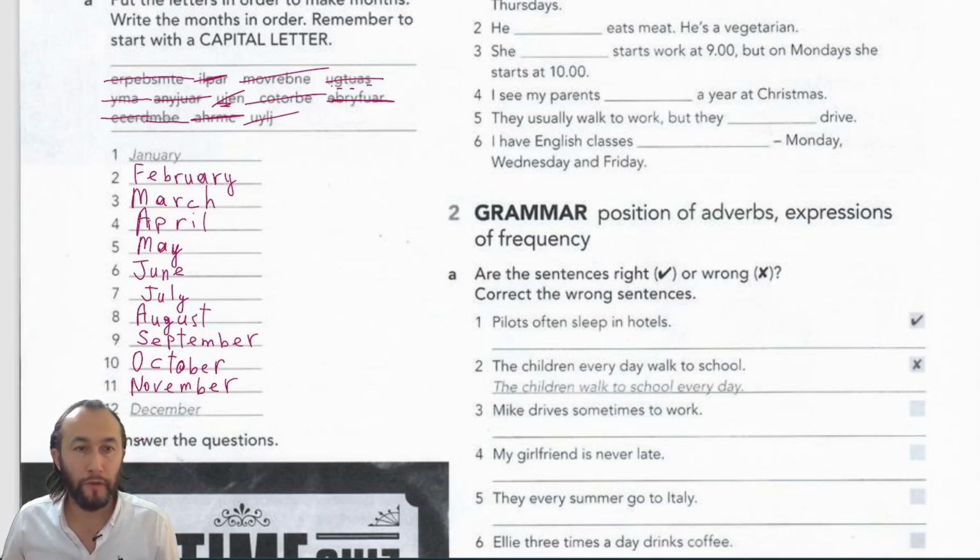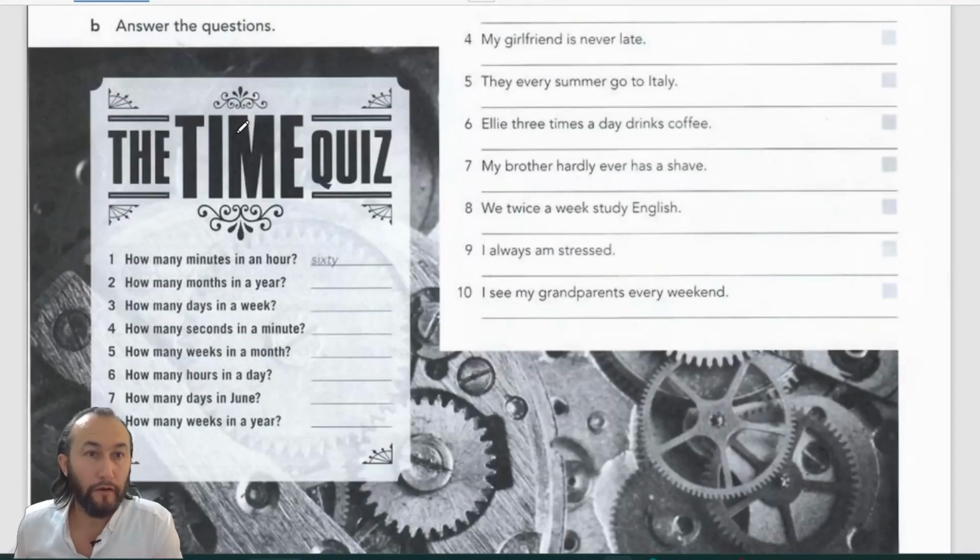That's it. Now we're gonna move to exercise B. All right, so exercise B. This exercise is asking us to answer the questions. Okay, so the time quiz. It's a quiz about time. Quiz, it means a small exam, right? So they want to check our knowledge. Right, we're gonna do that.